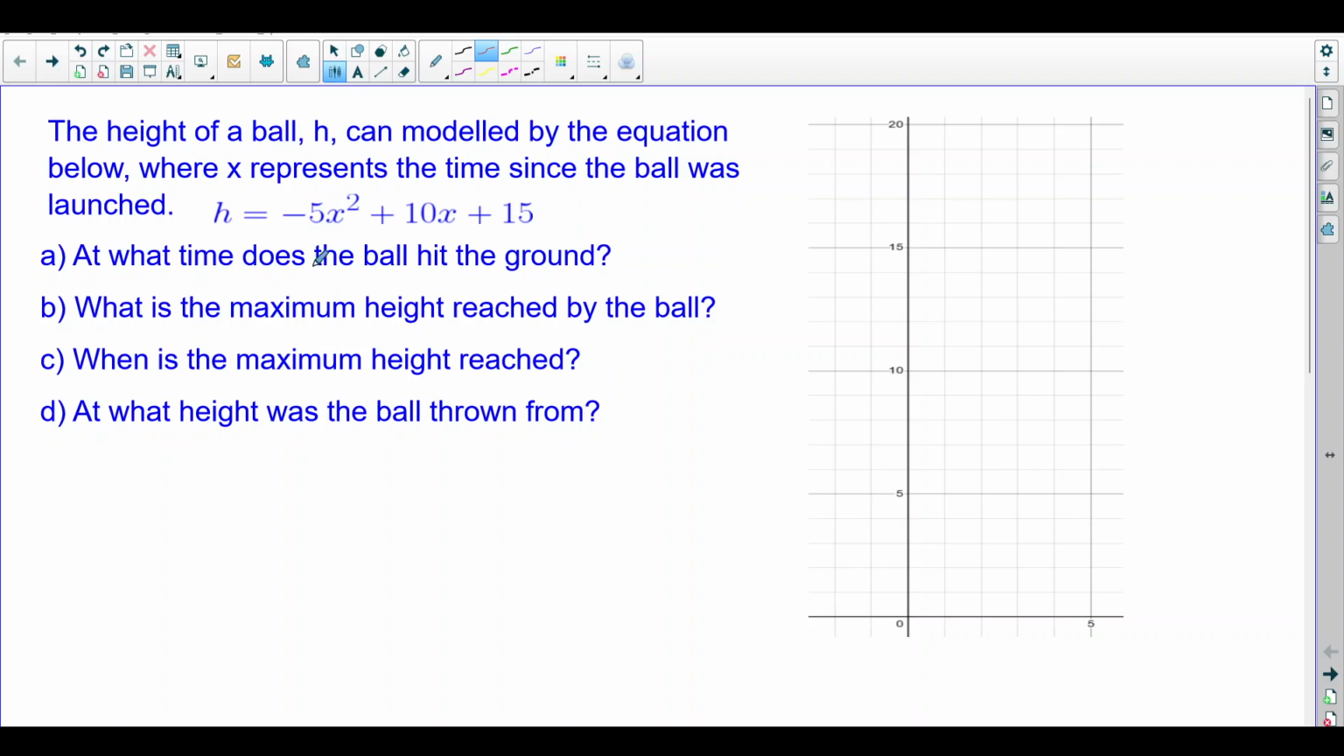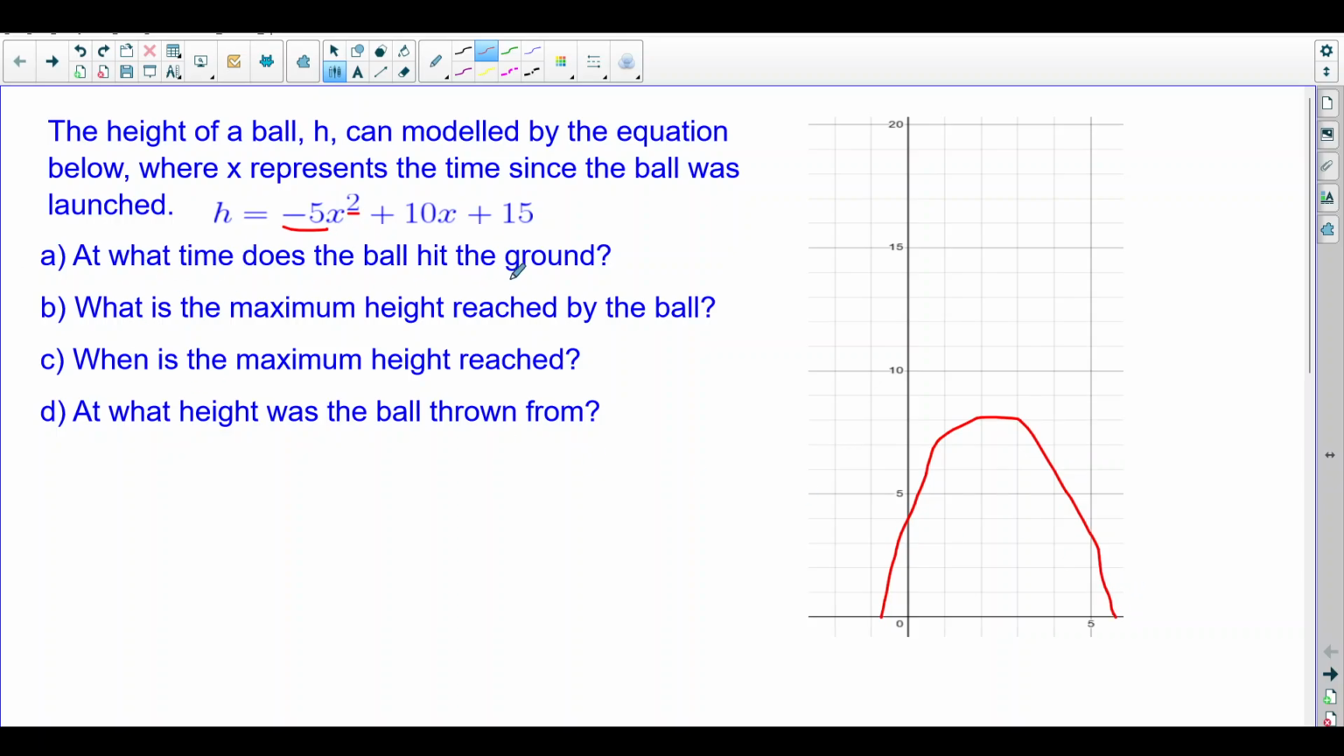This video will look at how to solve a quadratic problem, and we'll focus on factored form with this one. In this case, we have the height of a ball, h, so h represents the height, can be modeled by the equation below, and in this equation, x represents the time since the ball was launched. So here's the equation. We know it's a quadratic because it has an x squared term, and we know that it opens down because it has a negative a value. So I don't know what this looks like, but let's assume it looks something like this.